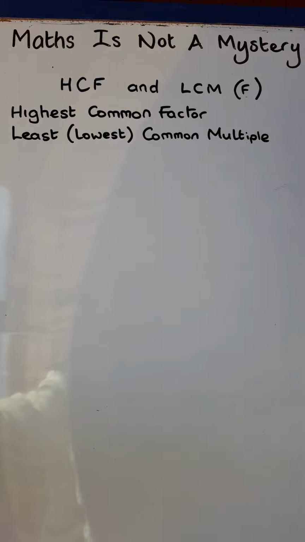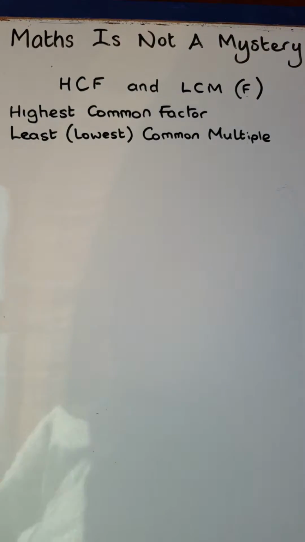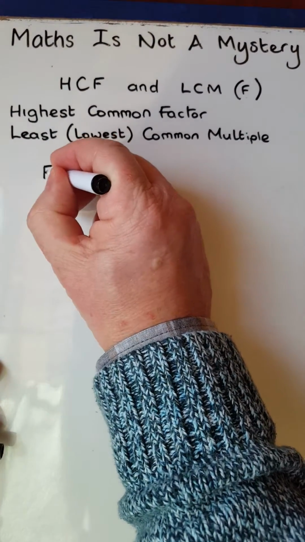Okay, these are very common questions at the sort of upper end of the foundation paper. Highest common factor, lowest common multiple. Before we can do this, you need to be absolutely clear about what factors and multiples are. So we're going to spend a short while just double checking that you fully understand that. Factors, first of all.